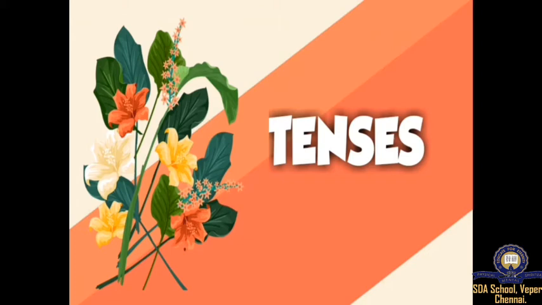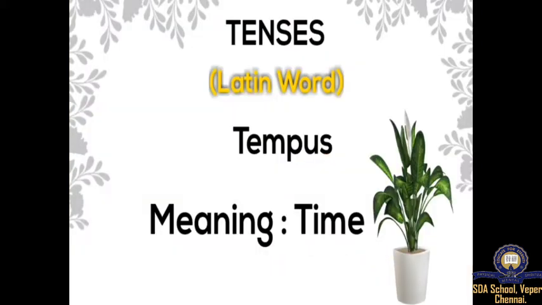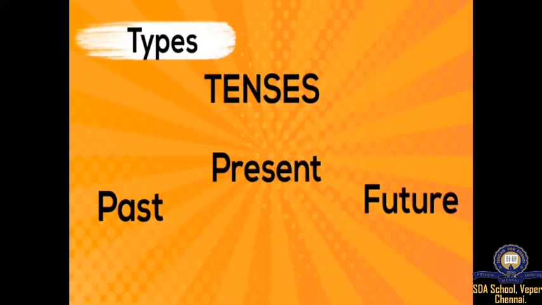Now let's move in detail. The word tenses is derived from the Latin word tempus. The main purpose of tenses in a sentence is to communicate about different events in time. Students, I hope you understood the use of tenses in a sentence. Now, let's move on to its types. Tenses are divided into three types. They are past, present, and future.